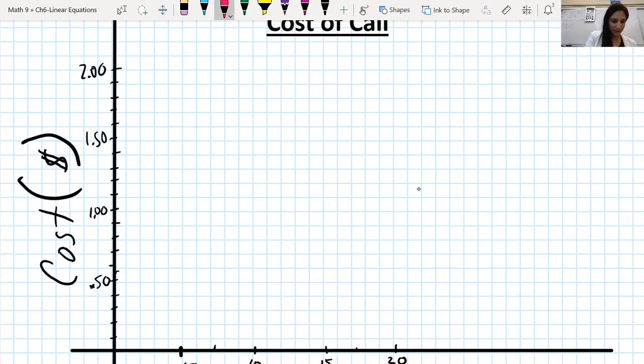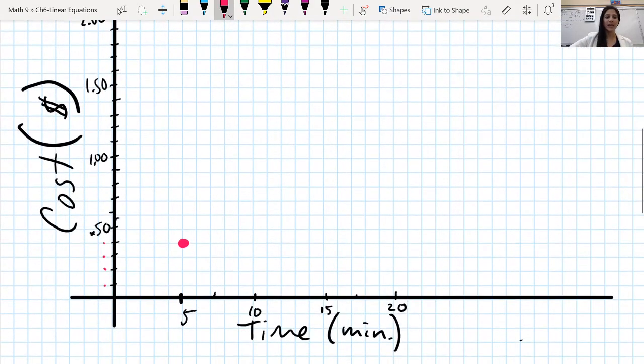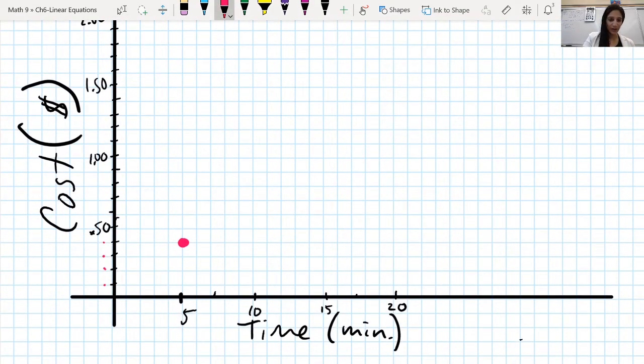at 5 minutes I want to go up to 40 cents, which is right there, because you can tell I'm going up by 10, 20, 30, 40, 50, so it's going up by 10 cents each time. So it makes sense that that's where my 40-cent mark would be. If I go back again to the question, it tells me a 10-minute call is 80 cents. So again, if I go over here on my x-axis to 10 minutes, then I would go up from 50, 60, 70, 80. So there's my next mark there.